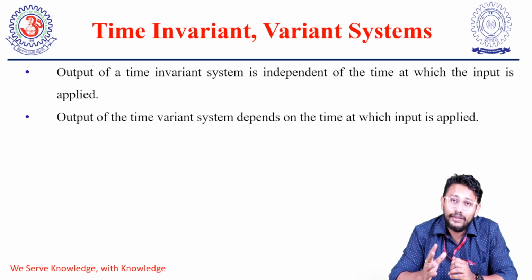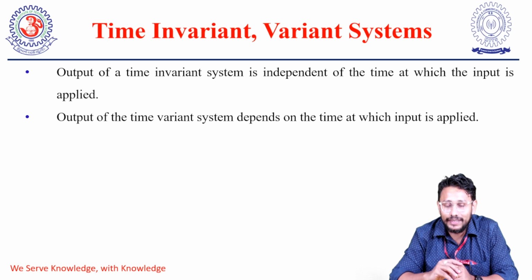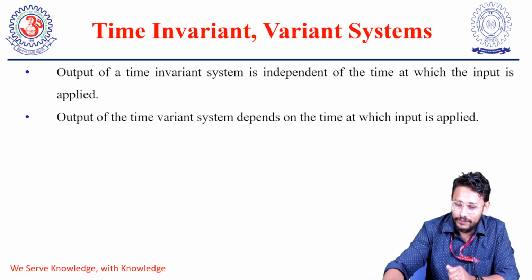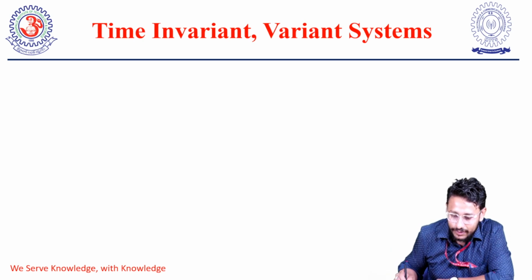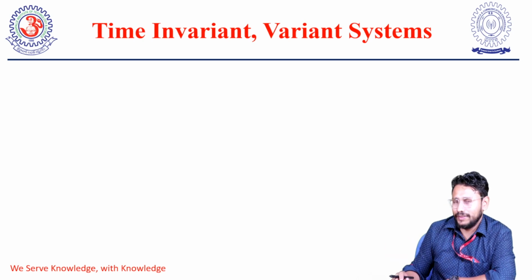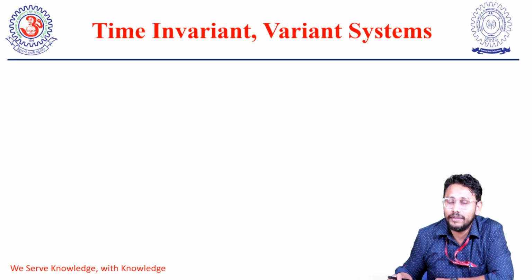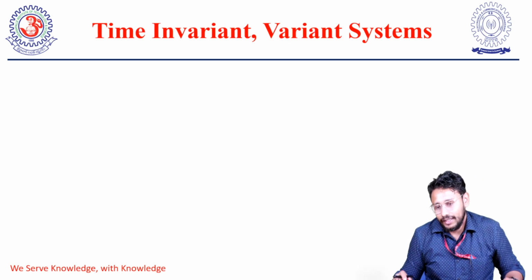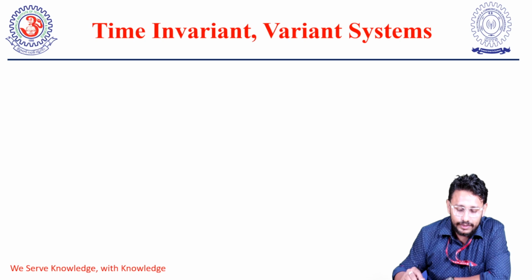Whereas for a time variant system, the response depends on the time at which the signal or the excitation is applied. I can give you an example for that. For a time invariant system, I told you, like a basic input output system, maybe a fan, a light, that works well. A heater based system, an air conditioner based system, that's all right.